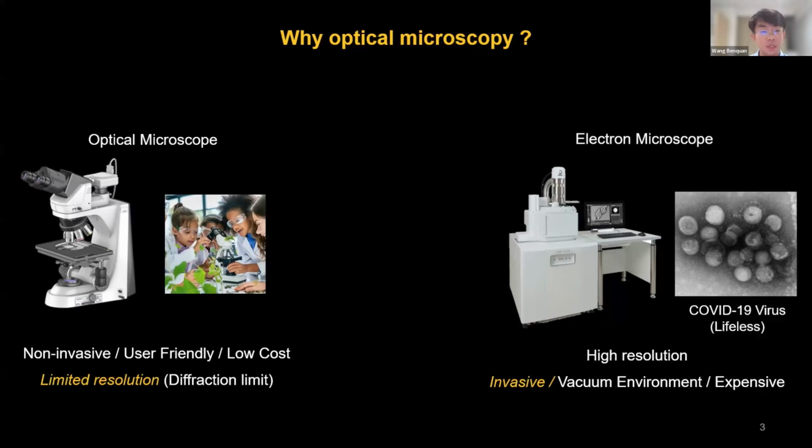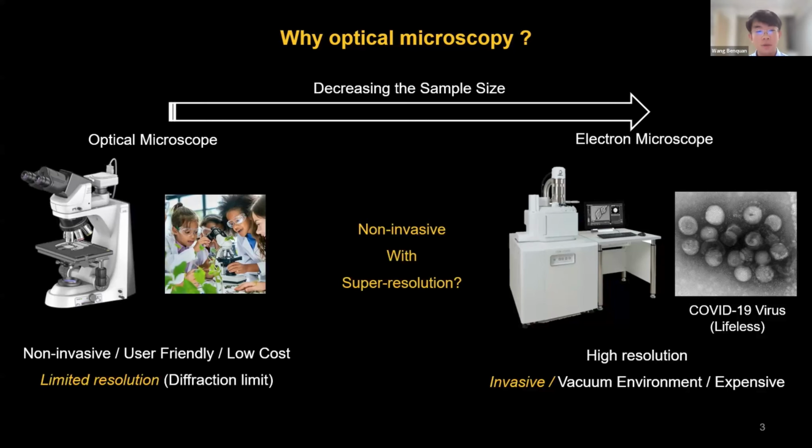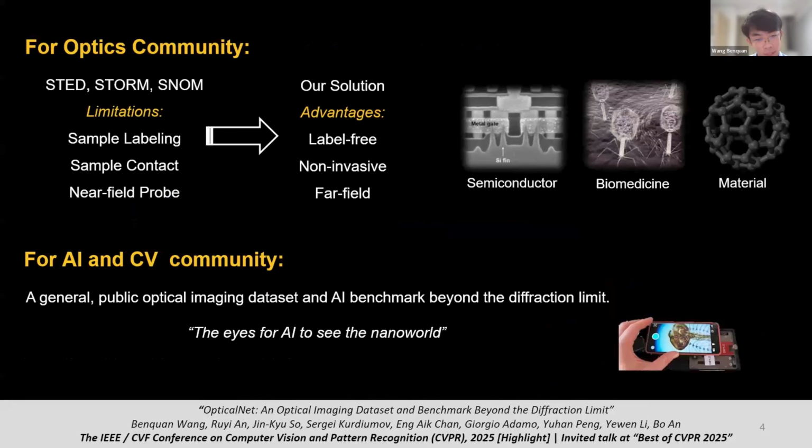So the motivation in our research field is quite straightforward: when you decrease the sample size, in other words, you want to see things smaller and smaller, can you keep it non-invasive and high resolution at the same time? Actually, there have been several fantastic techniques towards this goal. For example, the near-field scanning microscope and the fluorescence-based super-resolution microscopes, STORM and STED, which won the Nobel Prize in Chemistry in 2014. However, a similar challenge shared by them is that they still carry a high risk of influencing or even destroying your sample due to the near-field probe or the fluorescent labeling.